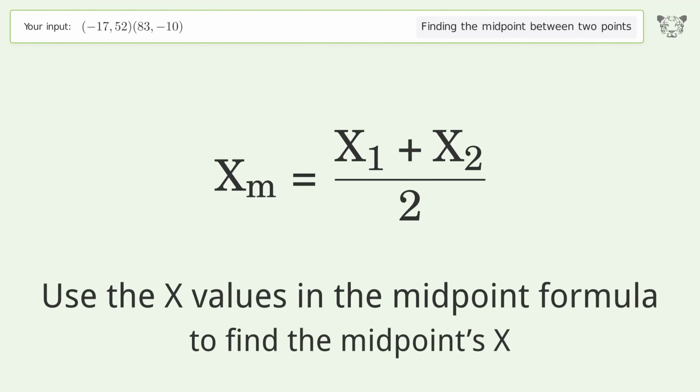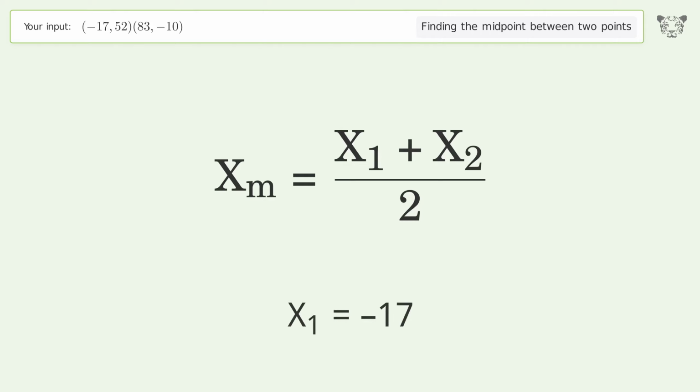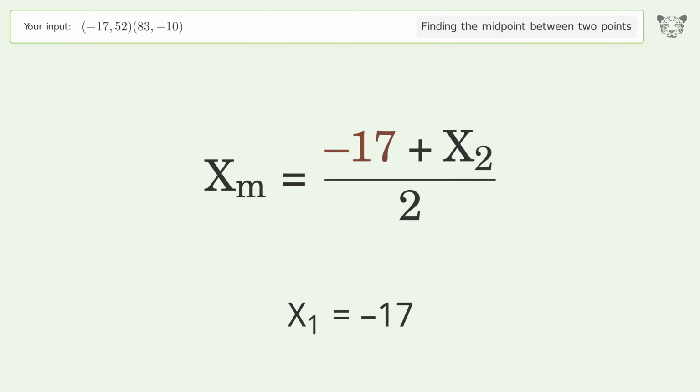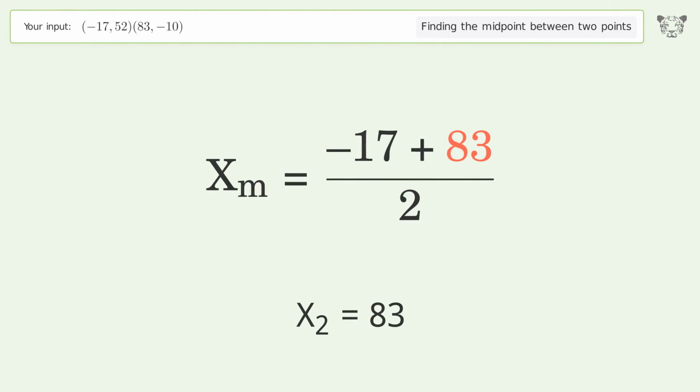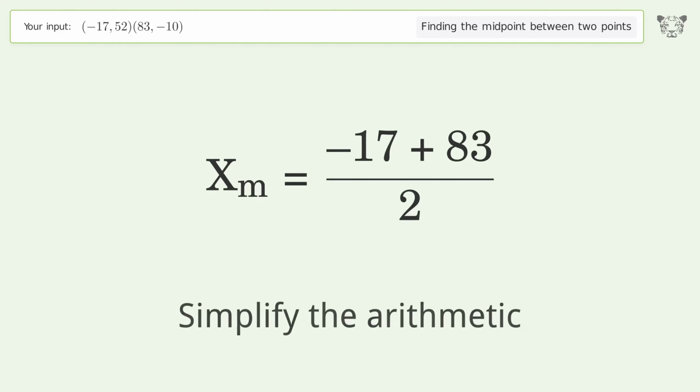Use the x values in the midpoint formula to find the midpoint's x. x1 equals -17. x2 equals 83. Simplify the arithmetic.